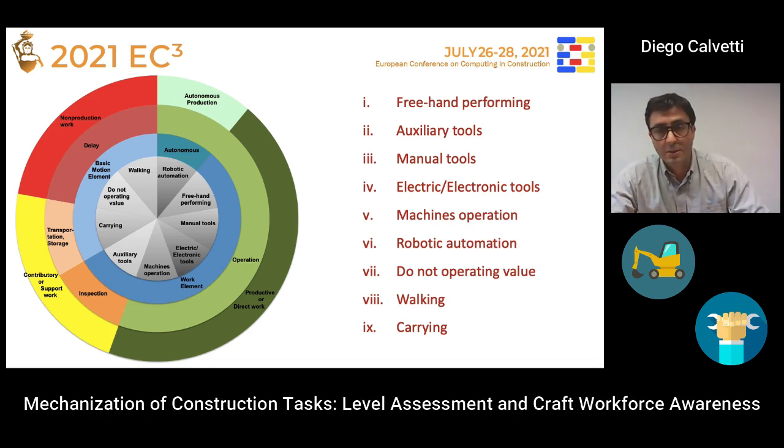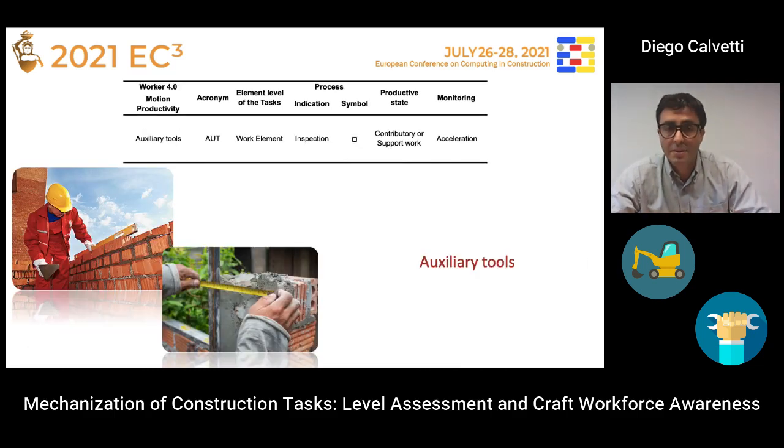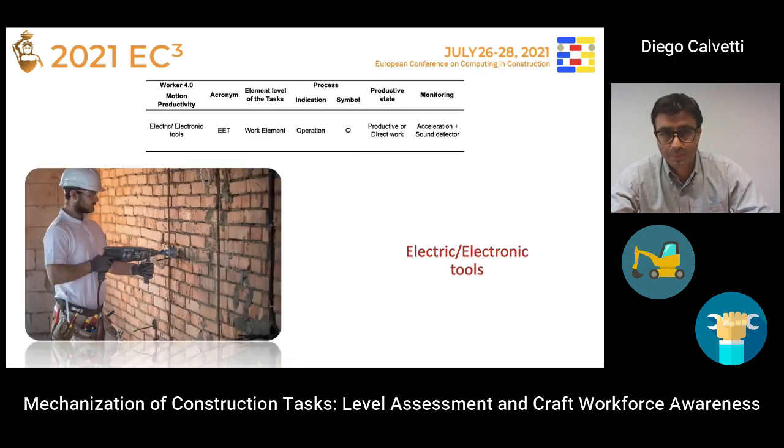Next, I will quickly present these 9 processes. First is free-hand performance, when the worker is performing a task with one or both hands, handling materials or products. Many times they are assessing their own work by auxiliary tools, for example, using a measuring tape. It's often observed that use of manual tools, for example, a trowel. And nowadays you can observe more and more the use of electric and electronic tools on site. This constitutes, in our concept, a mechanical process.